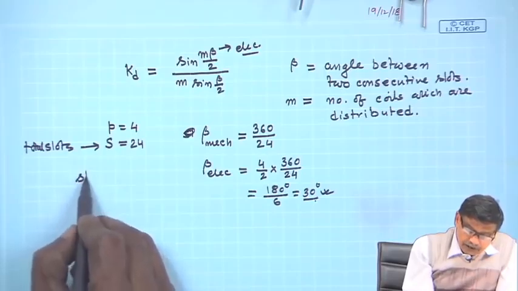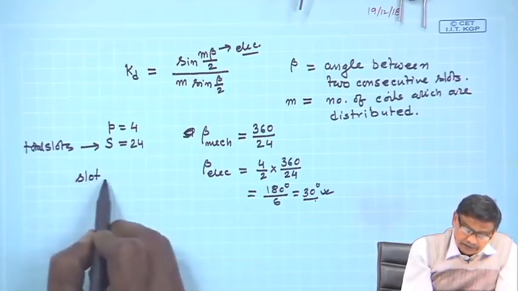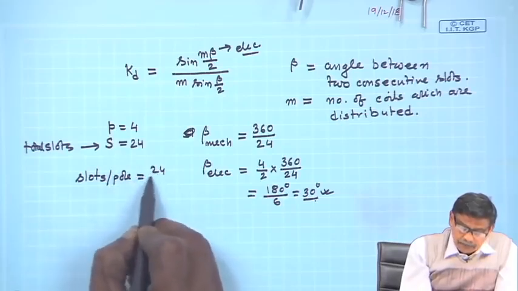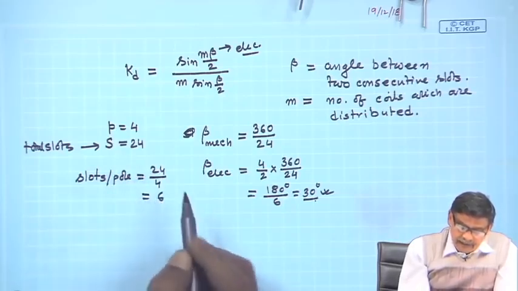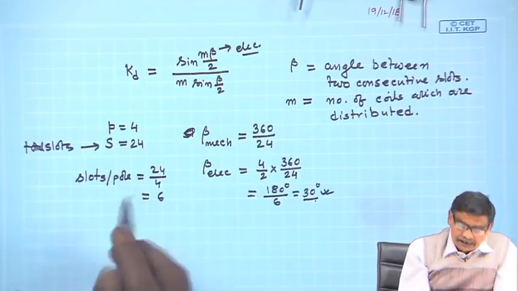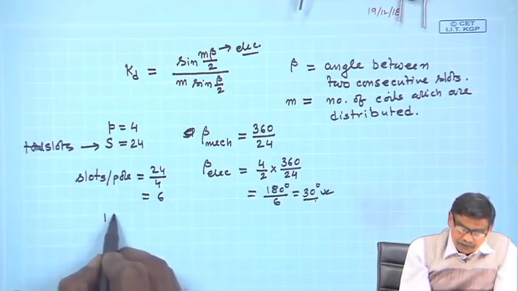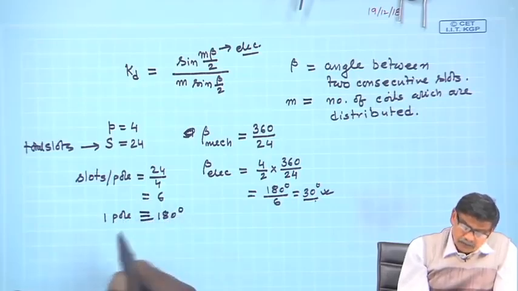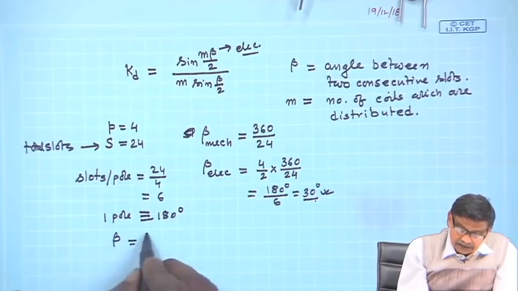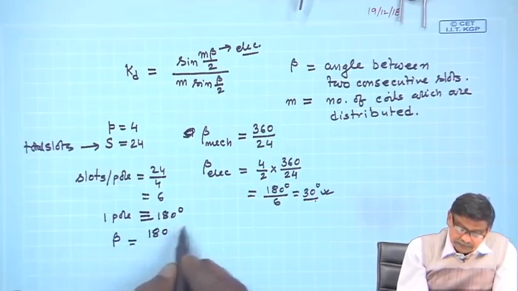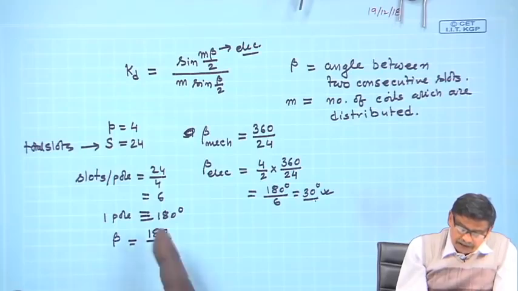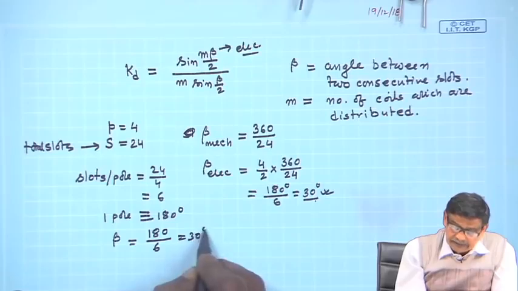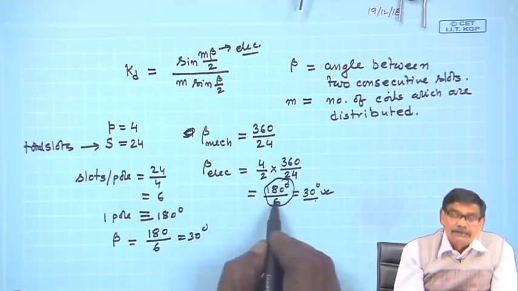See, always calculate the same result, slots per pole is 24 by 4, that is 6, and one pole pitch is 180 degree. One pole is equivalent to 180 degree electrical. So, beta in electrical degree will be 180 divided by how many slots make 180 degree. So, that by 6, 30 degree. You can do it straight away mentally.